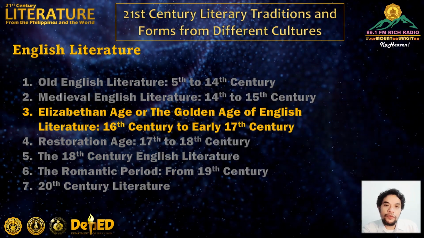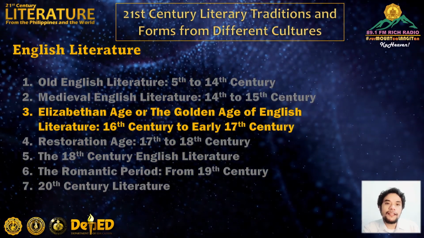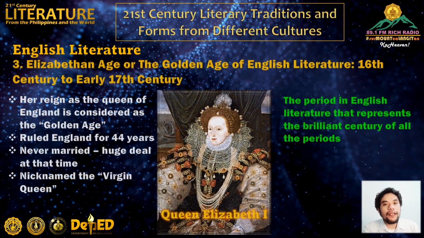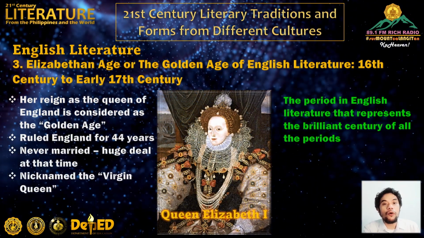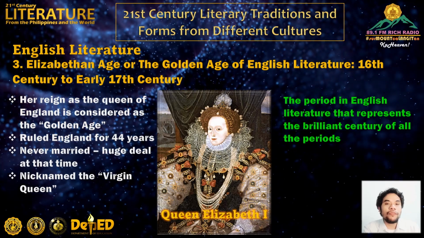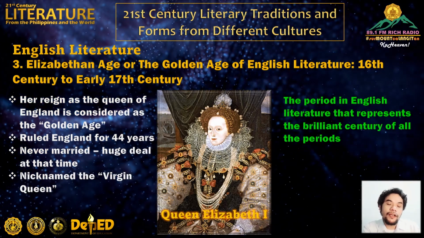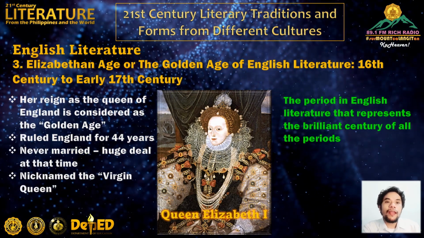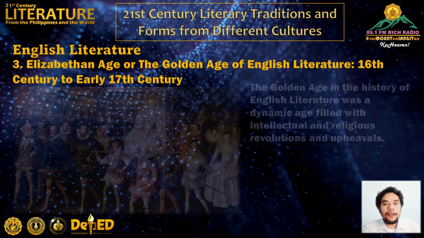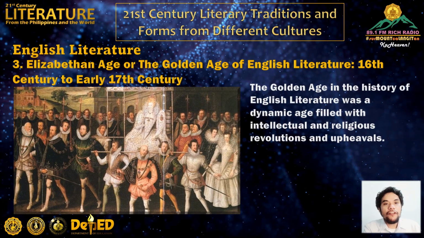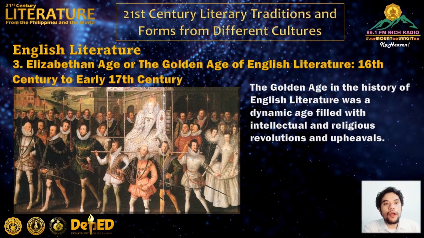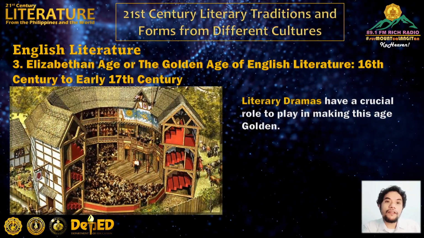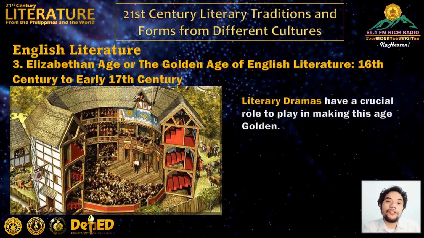Age of English literature, which ran from 16th century to early 17th century, represents the brilliant century of all the periods and is also known as the Golden Age. The Golden Age in the history of English literature brought a gallery of authors of genius and literary masterpieces. It was a dynamic age filled with intellectual and religious revolutions and upheavals. Moreover, literary dramas have a crucial role to play in making this age golden.